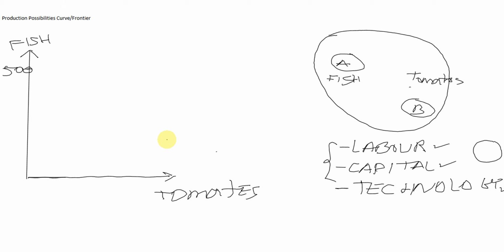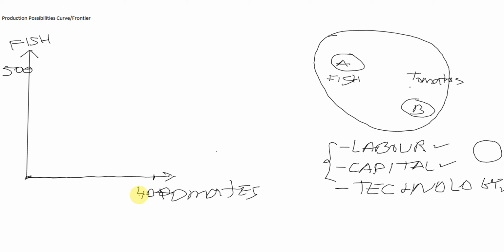And if we deploy all our manpower, labor, and capital into growing tomatoes, what we get is, let's say, 400 tons of tomatoes in a year. Because if we use everything for tomatoes, there's zero production of fish. We don't catch any fish. But if we produce fish only, then we have zero tomatoes to eat.